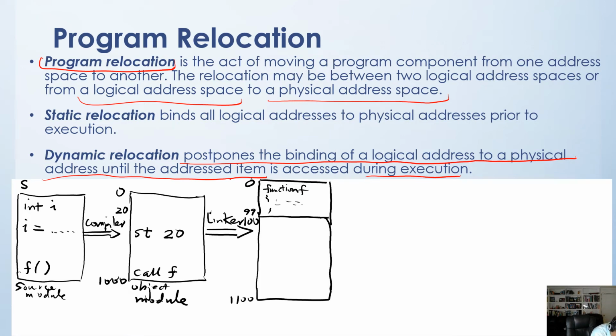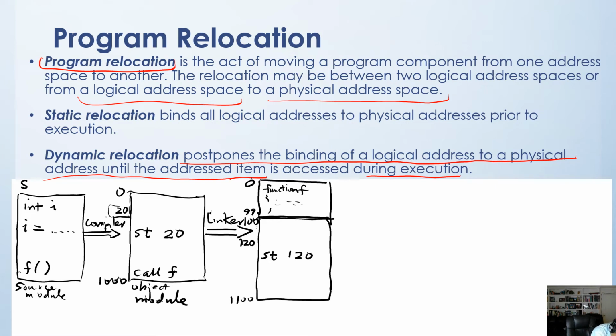Because we start from 100, the previous logical address 20 becomes 120, because in the new logical address space it starts from 100, so you're going to map to 120. So the store to I, which initially stored to 20, is now stored to 120.